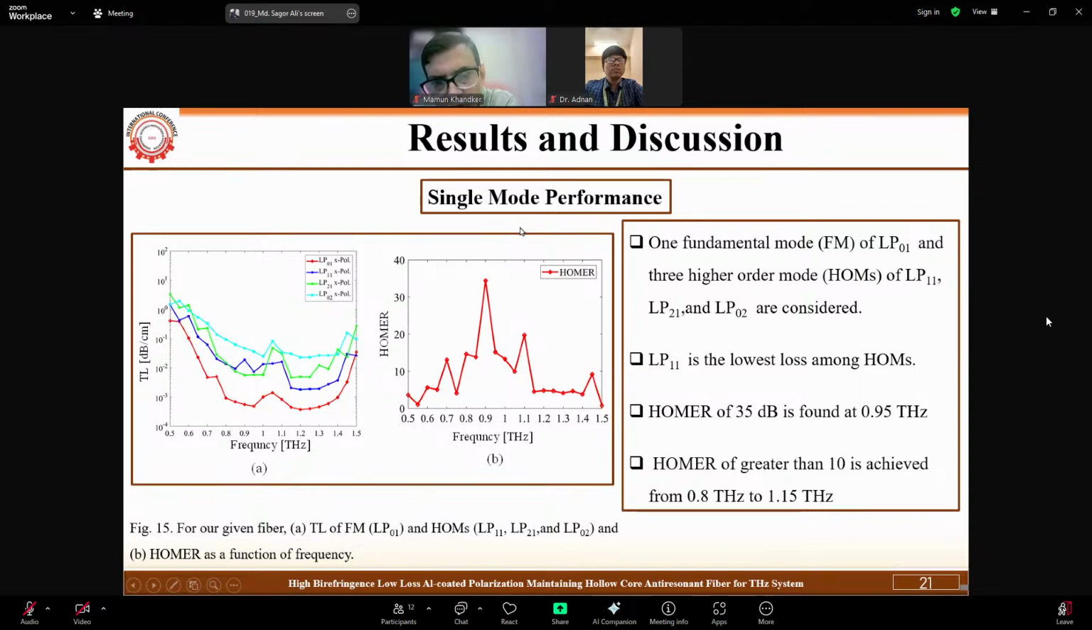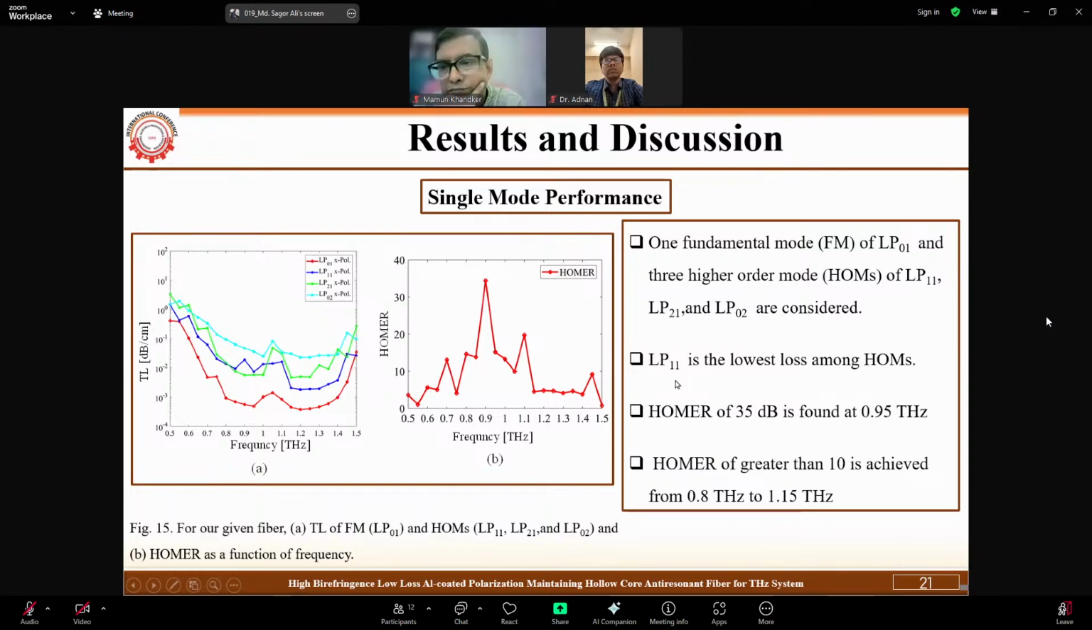Single mode performance. This figure shows the single mode performance. Single mode performance has one fundamental mode, LP01, and three higher order modes, LP11, LP21, and LP02, which are considered in this figure.